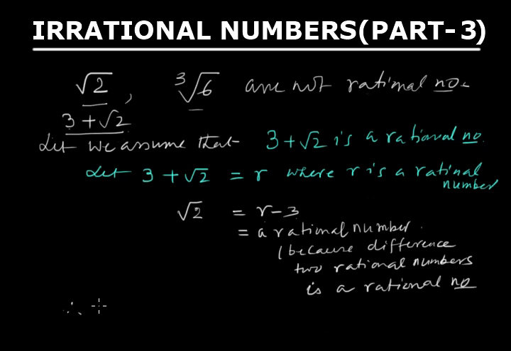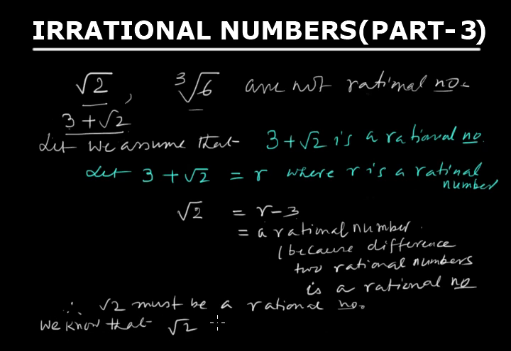Therefore, root 2 equals r minus 3 and it is a rational number. So, root 2 must be a rational number. But we know that root 2 is not a rational number. So, it is a contradiction.